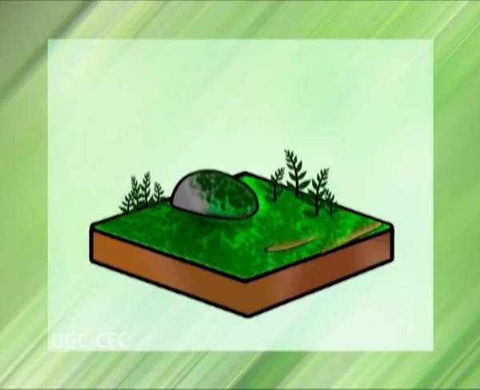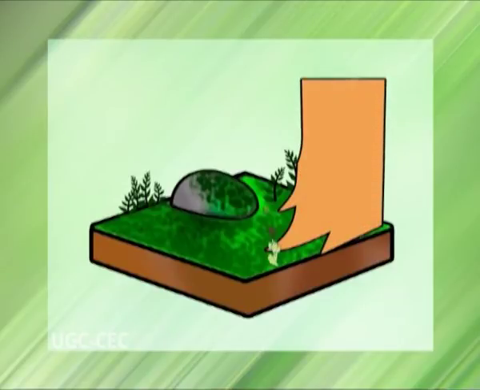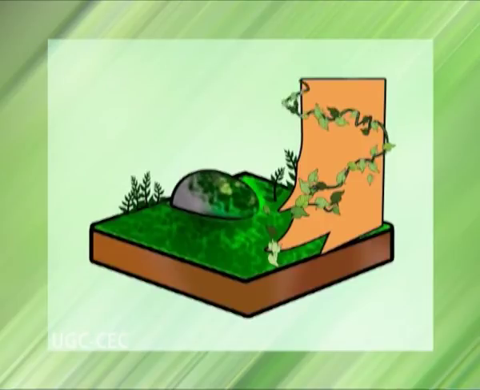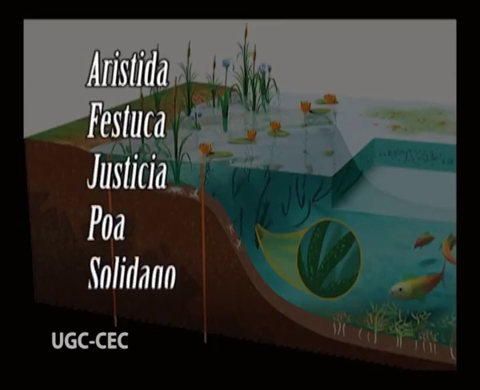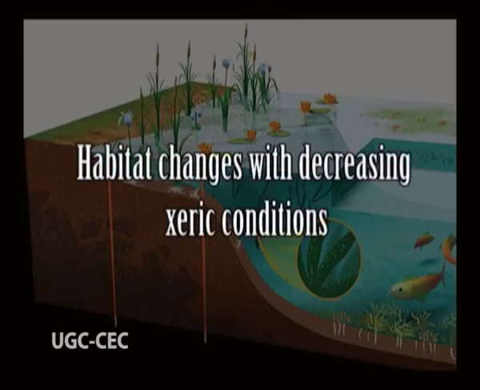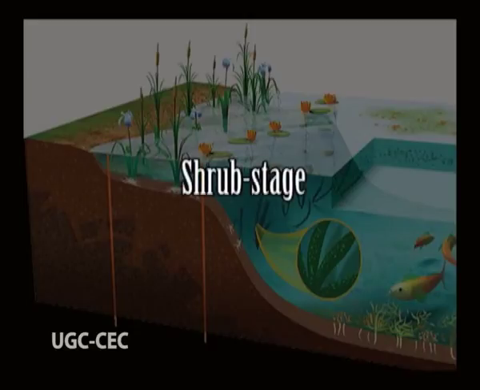Due to the extensive growth of mosses, more soil accumulates. Minerals are added to it due to leaching. This favors the growth of some herbaceous plants like Aristida, Festuca, Justicia, Poa, Solidago and Taraxacum, etc. After their death, there is much more accumulation of humus in the soil, together with further weathering of rocks. Thus, the habitat changes with decreasing xeric conditions. The herb stage is then followed by the shrub stage.